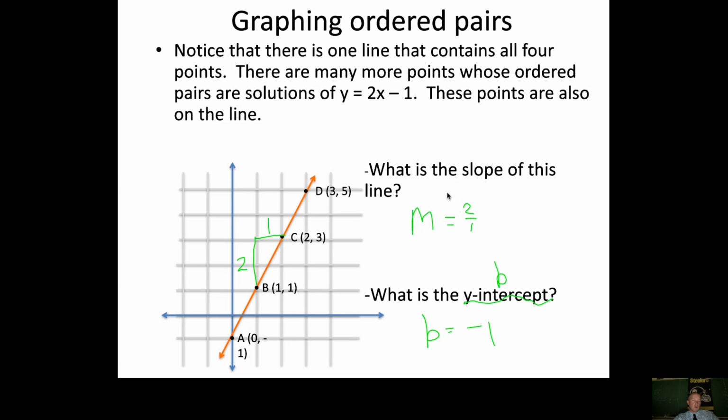Now, take a look at these two things that you just found. And take a look at your equation. Do you see a 2? Do you see the -1? Generating ordered pairs and plotting them works. But that's good to understand how to graph a line. But the quickest way is to use the slope and the y-intercept.